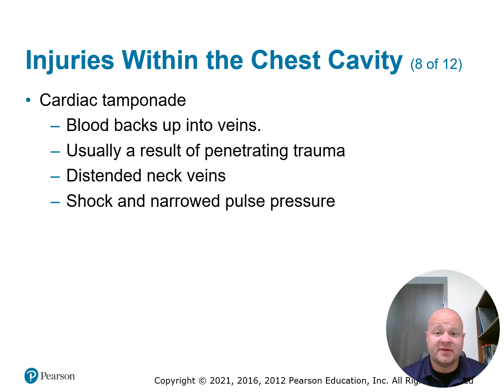So the blood backs up into veins because we can't get it anywhere else because the heart's not pumping adequately. So we're going to get those distended neck veins. The patient's going to end up in shock. And a narrowed pulse pressure is just where your blood pressure was 120/80 and it starts to change to 110/90, and the top and bottom numbers of your blood pressure, your systolic and diastolic, are going to get much closer together.